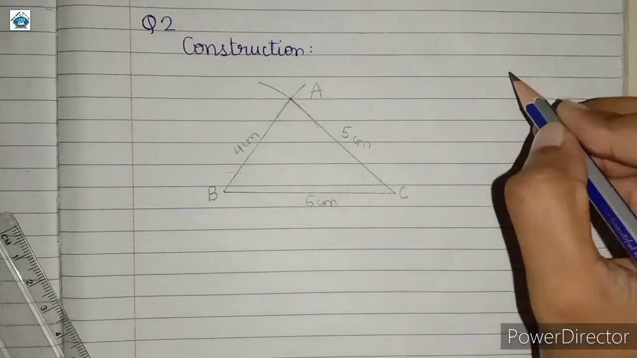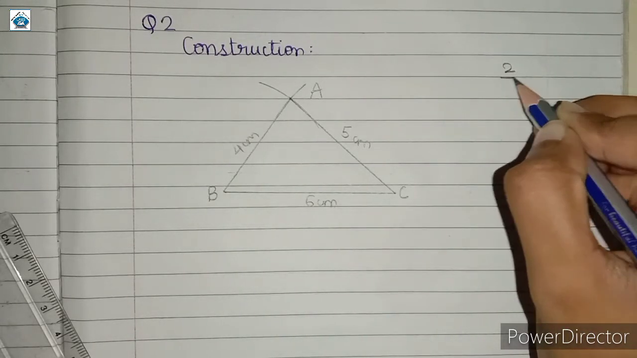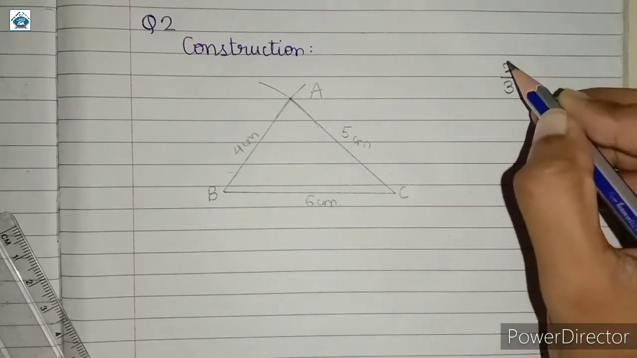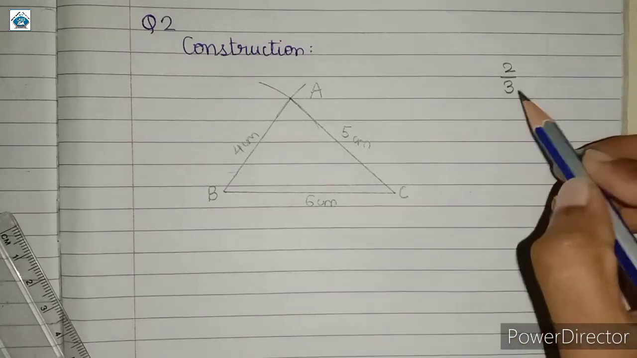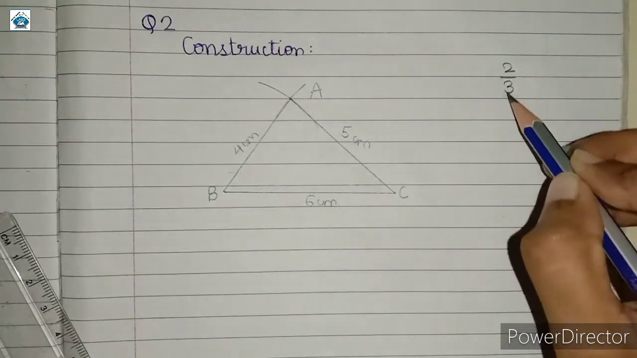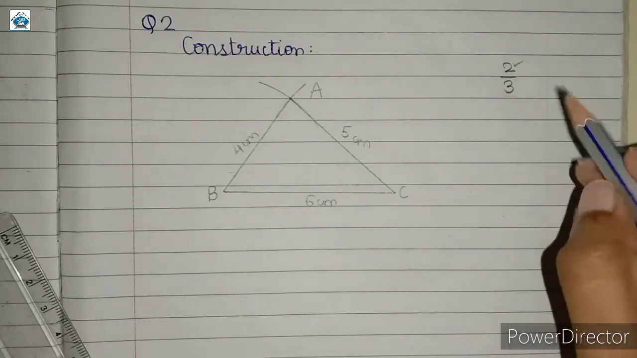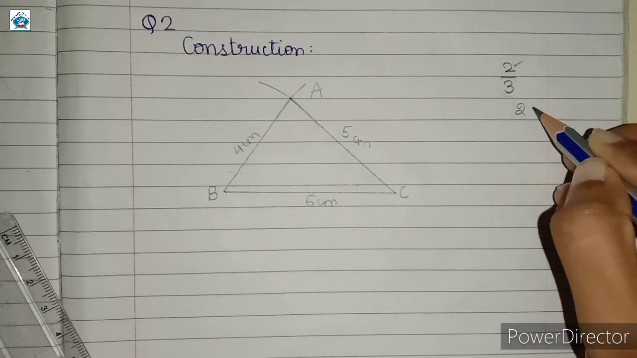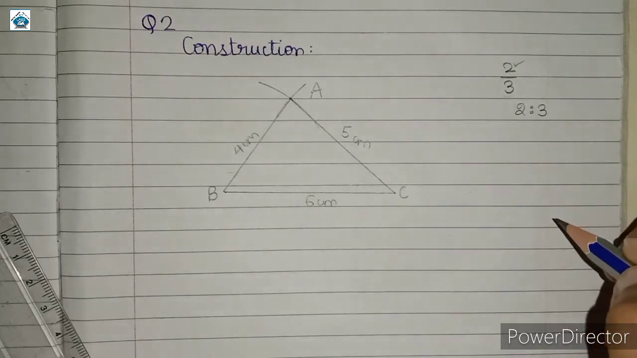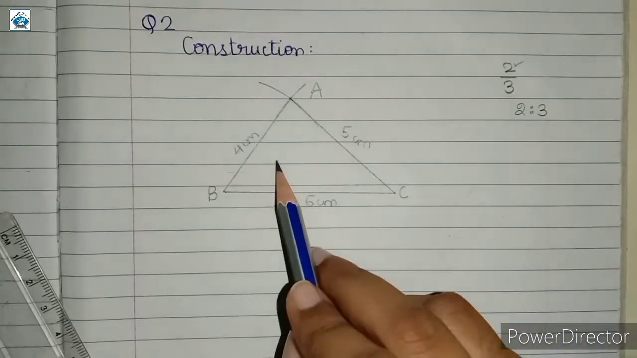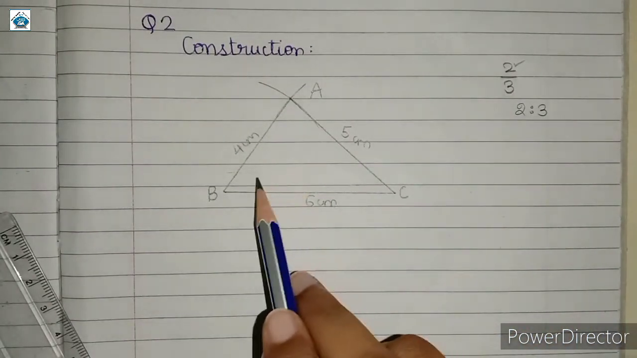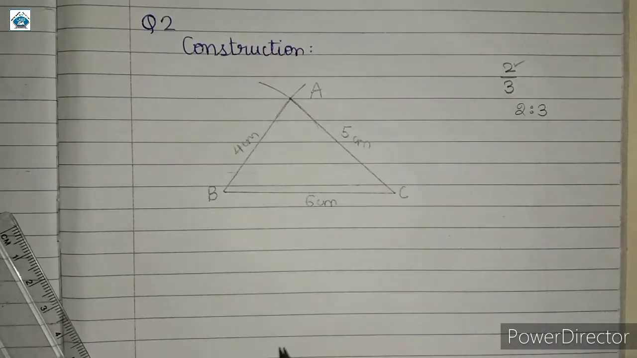Next, we are told you need to draw another triangle, but it should be 2/3 of the original triangle, the triangle that is given to us. Now, for 2/3, we mean out of 3 equal parts, you need to consider 2 parts. You can write it in ratio form as 2:3, right? So, you need to divide this triangle into 3 equal parts and consider the 2 parts for the new triangle.